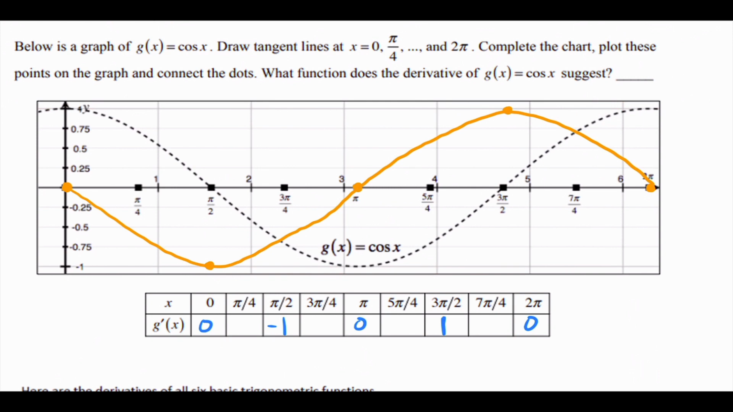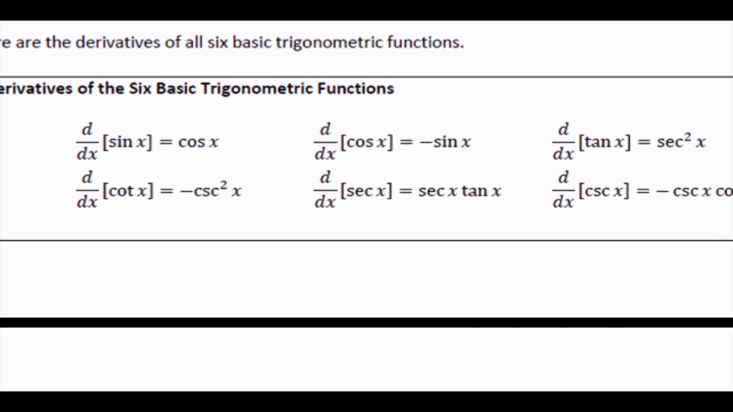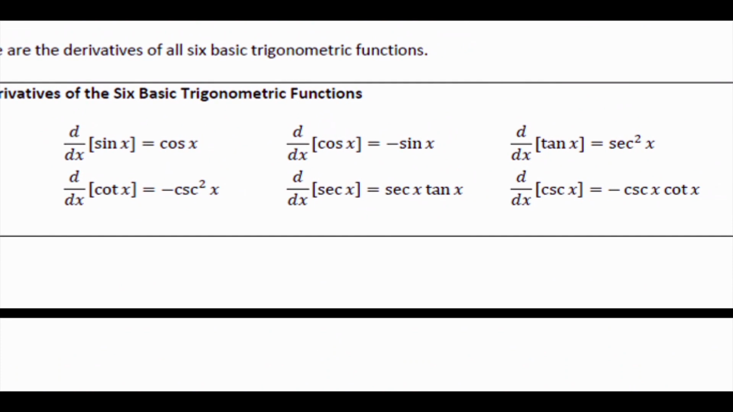So that's why these two guys are true. We just proved mathematically why these guys are true. We just proved those two true. Why is the derivative of sine cosine? Well, that's the first picture. Why is the derivative of cosine negative sine? That's the second picture. Okay?